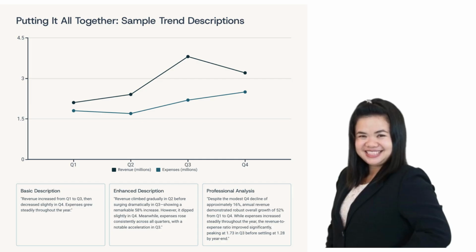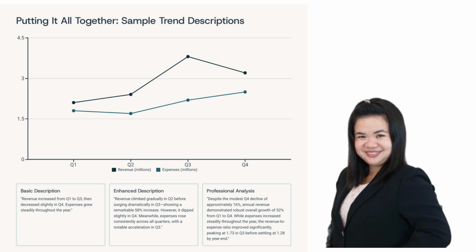Here we can see a basic, enhanced, and professional description of the same chart. The basic description might simply state that revenue increased from quarter 1 to quarter 3, then decreased slightly in quarter 4. An enhanced description would use more dynamic language, such as revenue climbed gradually in quarter 2 before surging dramatically in quarter 3. The professional analysis provides a deeper level of detail, stating, despite the modest Q4 decline of approximately 16%, annual revenue demonstrated robust overall growth of 52% from Q1 to Q4, and goes on to discuss the revenue to expense ratio.